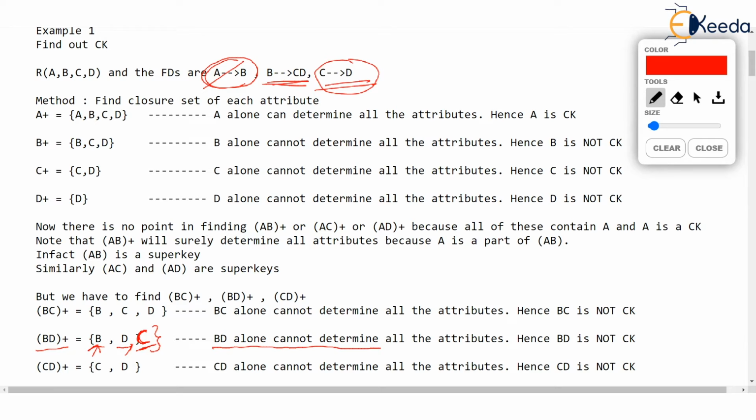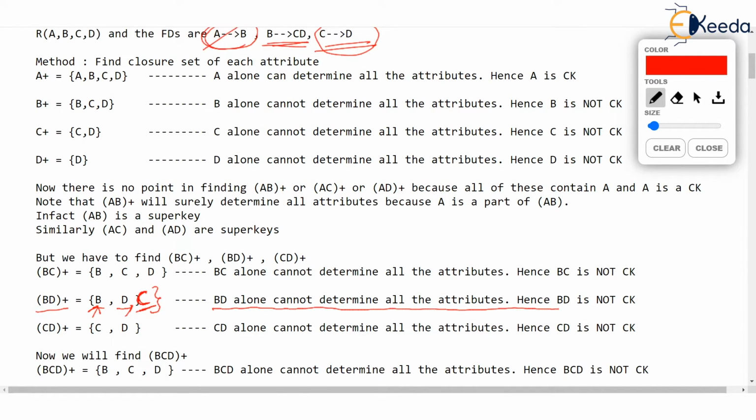Similarly, what about CD plus? CD plus is again CD. You observe CD plus will contain CD, definitely.